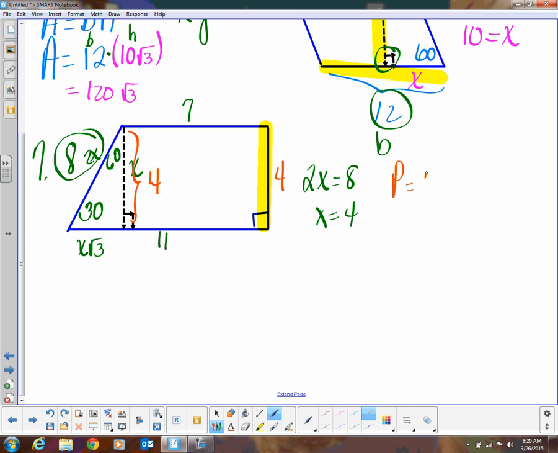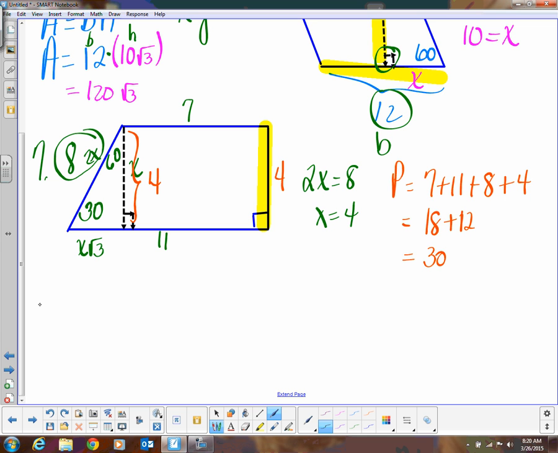So now what do you add for perimeter? 7 plus 11 plus 8 plus which 4? The 4 on the outside. It's the yellow 4, not the dotted 4. Why don't we add this in? That's the height. It is inside. Perimeter is distance around the outside. So this is going to be 18 plus 12 is 30. Is that what I read as an answer? Yes.